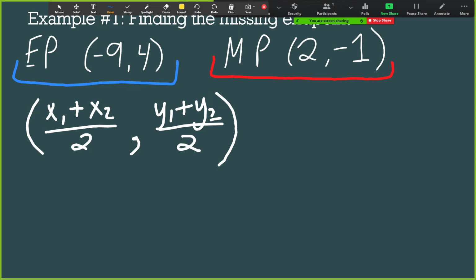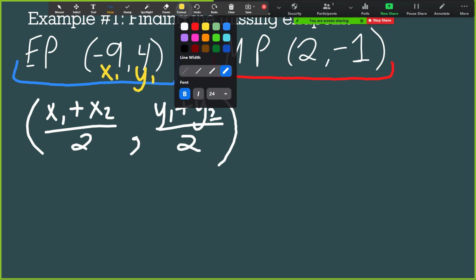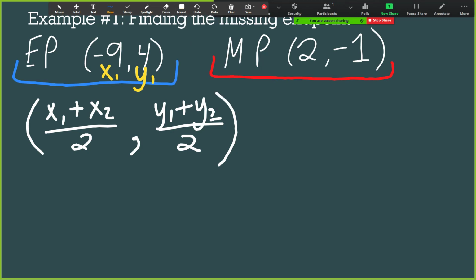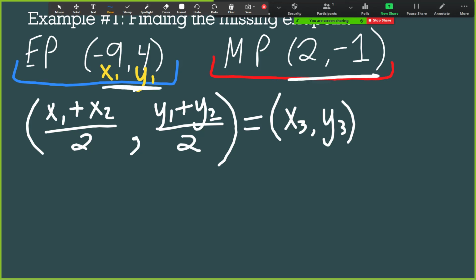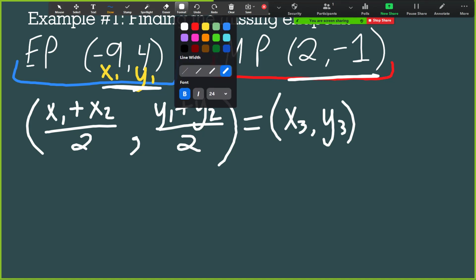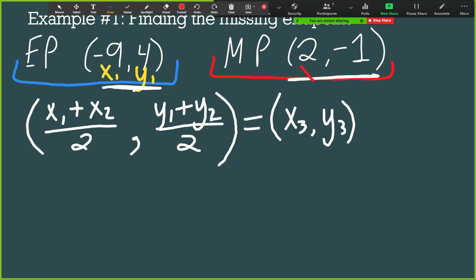Okay, so this is my endpoint, so it's x1 and y1. All right. Now, this formula technically is equal to x3 and y3, right? Because it's the third point. This is my first point, this is my midpoint, but now I need to find the other endpoint, okay? So my midpoint is actually x3 and y3.